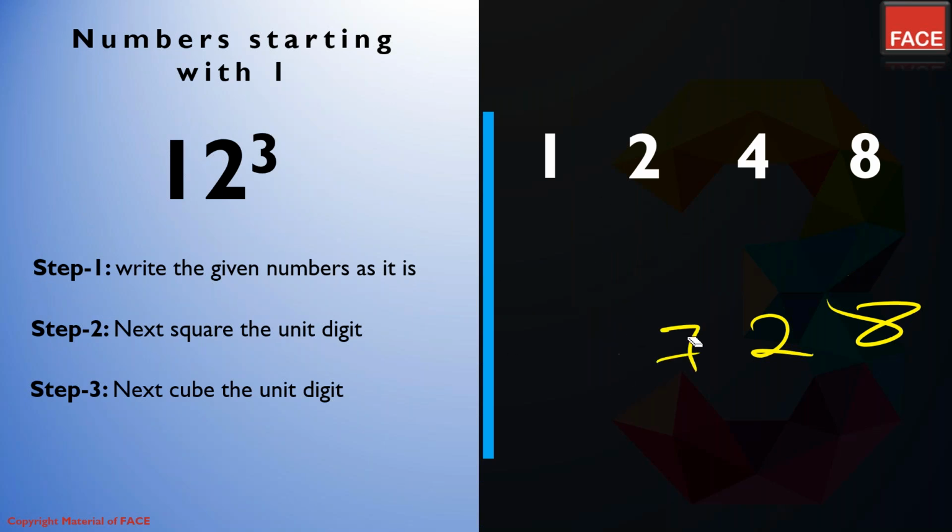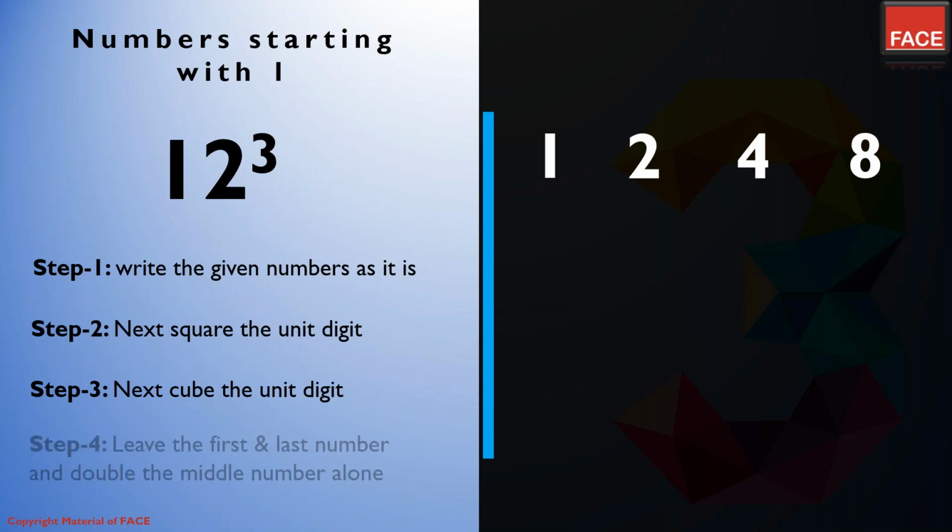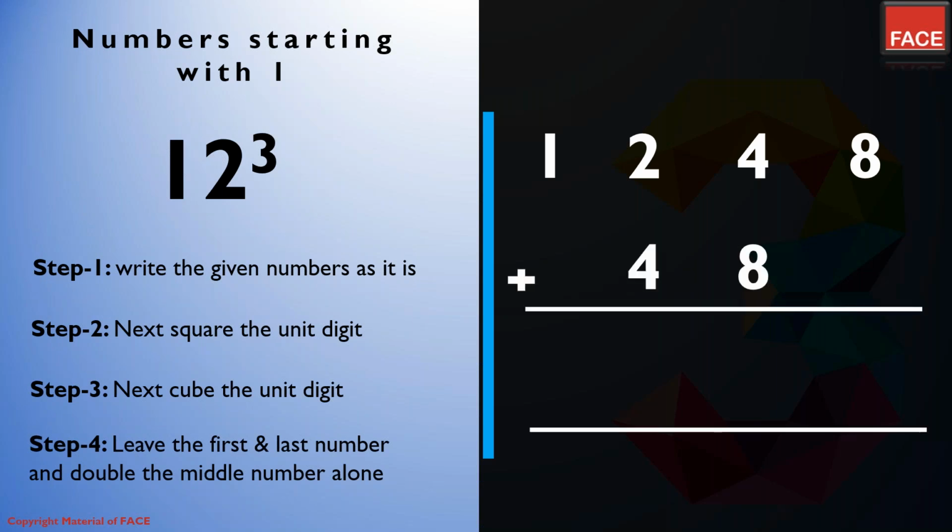Okay, very simple. So now I'm supposed to double the middle number. I'm supposed to double them and write it over there, and now I'm supposed to add them. So 8, and here it is 12. If I add 12, 2 is written and 1 is remaining. So I have 7, and then 1 as it is. So my answer is 1728.